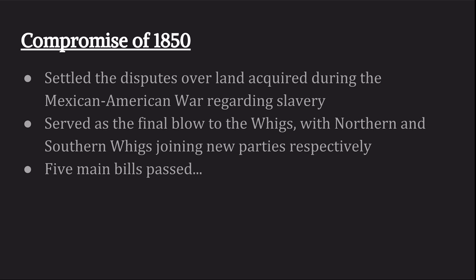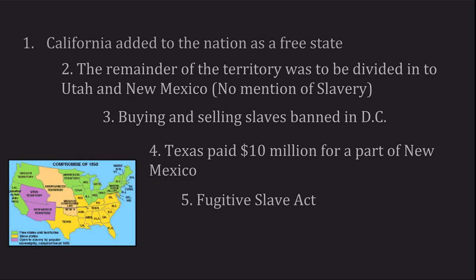Northern Whigs joined new parties, Southern Whigs did too. I'll talk about it more later. Five main bills passed in this compromise. You have California was added, and it was a free state. The remainder of the territory was divided into Utah and New Mexico.